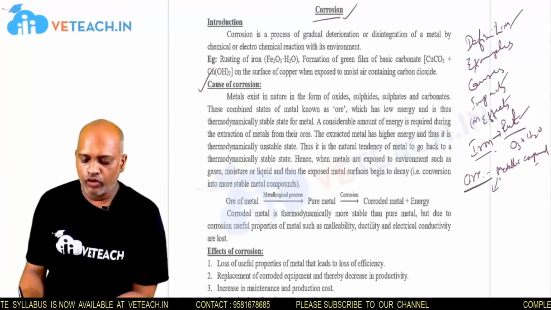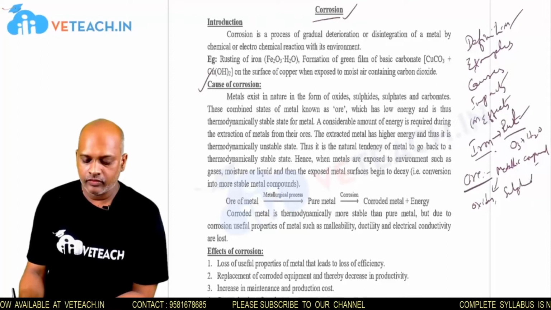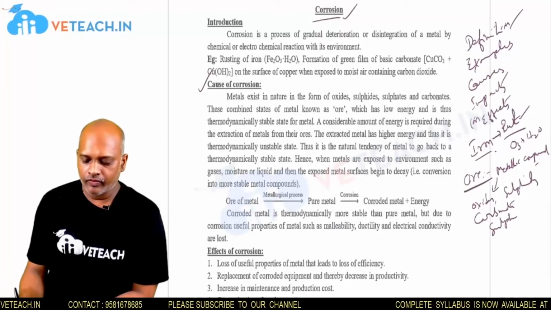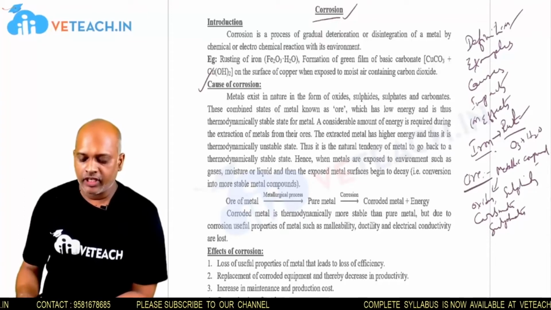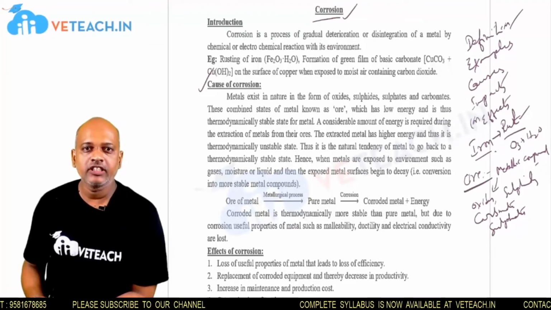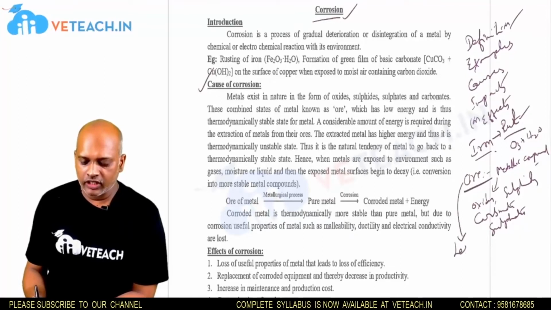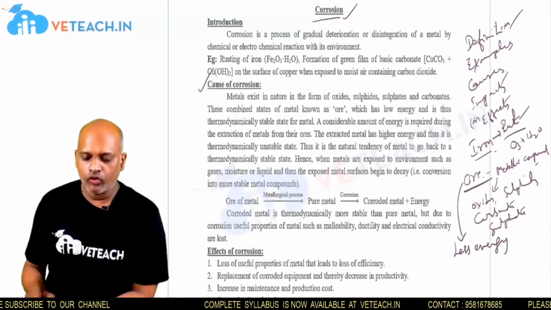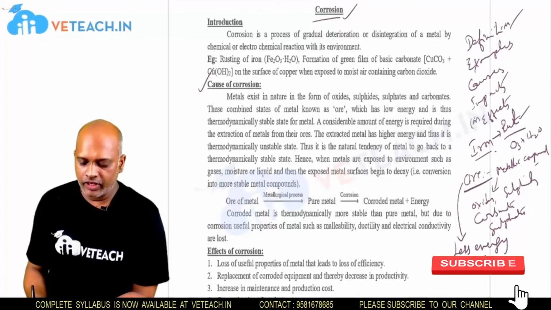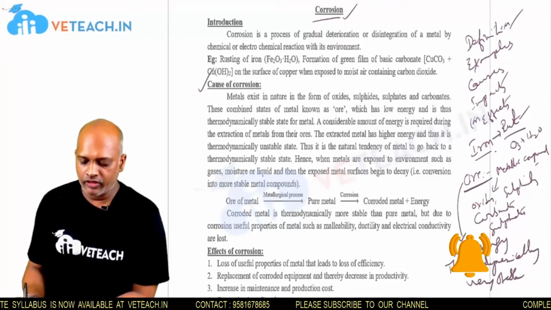Generally ores are formed by metal oxides, sulfides, carbonates, and sulfates. That means metal oxides, metal sulfides, metal carbonates, and metal sulfates or metal chlorides are generally considered as ores or metallic ores. Ore always has very little energy. That means it is thermodynamically very stable in nature.